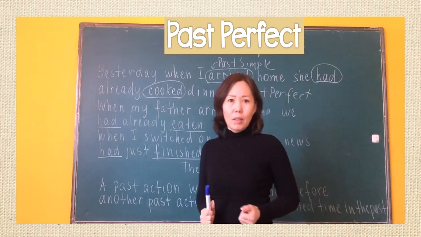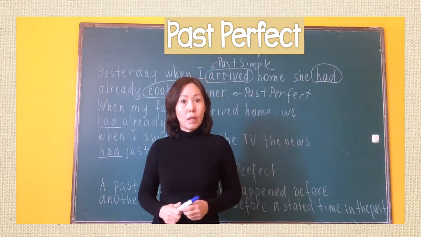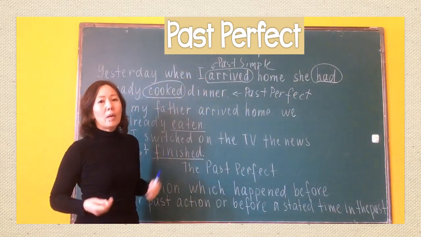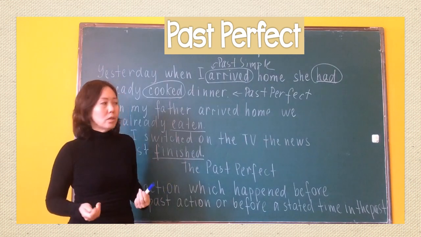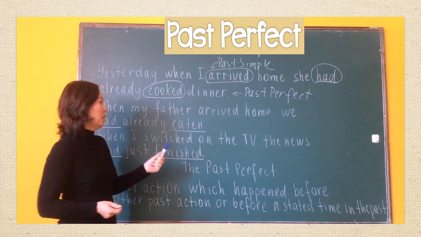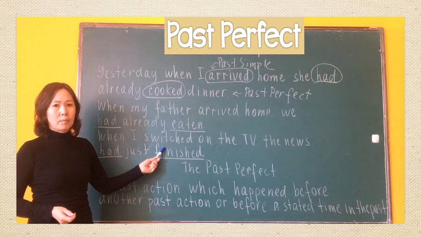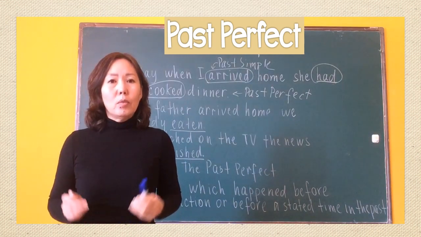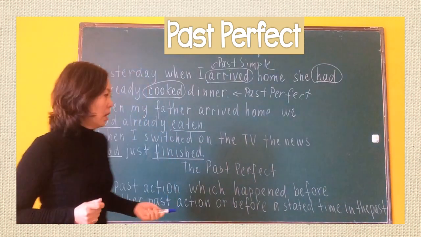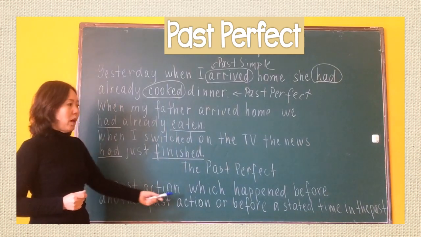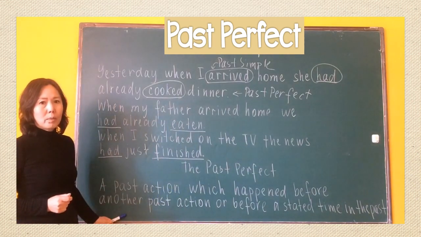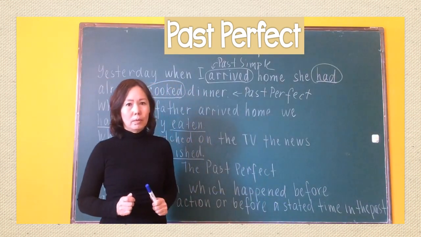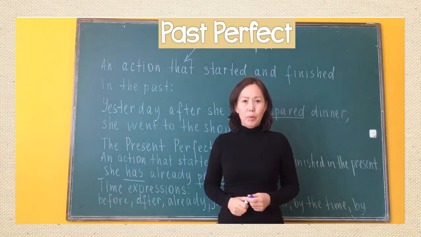So, what is the main idea here? Yes, we use the past perfect tense for actions that happened earlier, and for actions that happened later, we use the past simple tense. To summarize everything up, we must say that we use the past perfect tense for an action which happened before another action in the past or before a stated time in the past. When else can we use the past perfect tense?